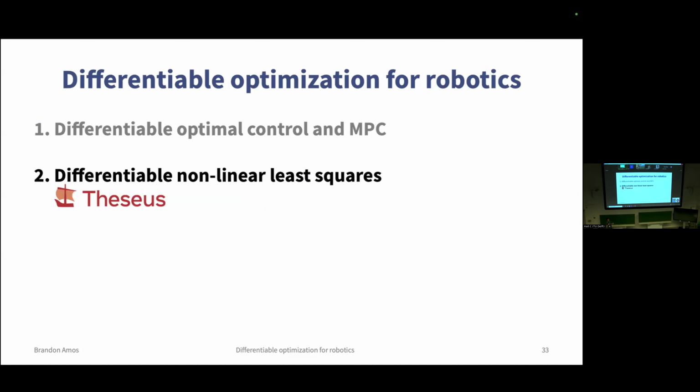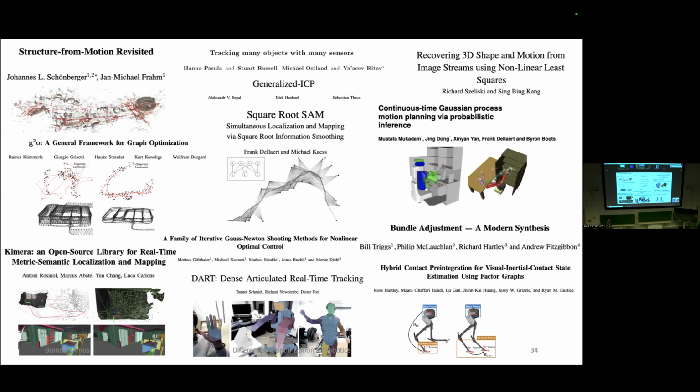But that's a quick tour through differentiable optimal control. And I'll end the talk on this other class of optimization problems, nonlinear least squares problems. The idea is that there are a lot of other estimation problems, like pose graph optimization, square root SAM, and bundle adjustment, that can be formulated as least squares optimization problems.